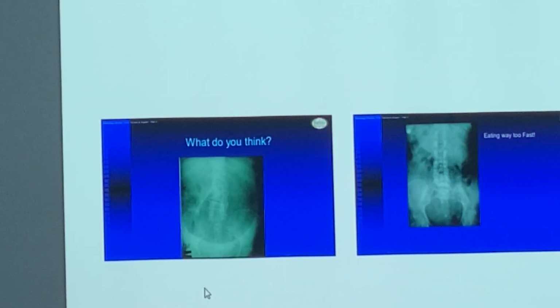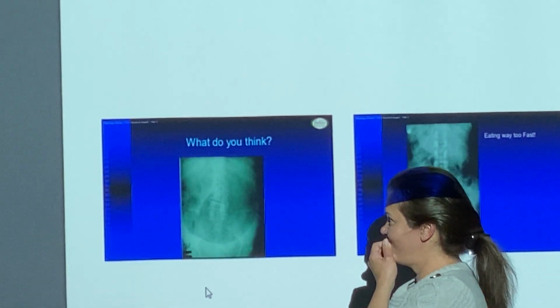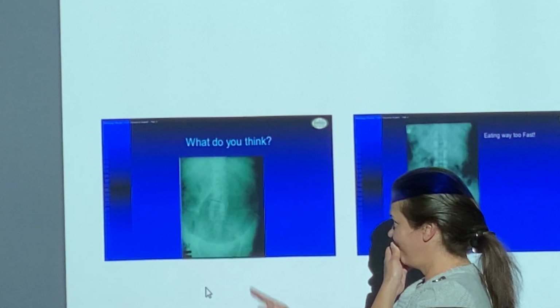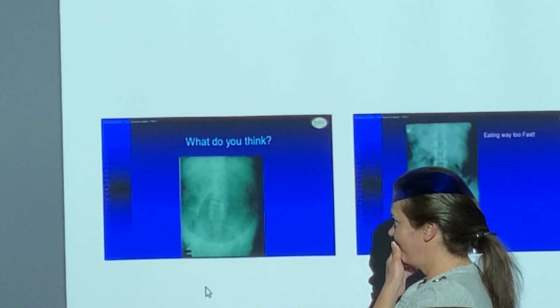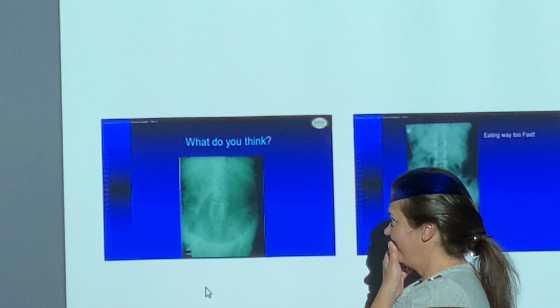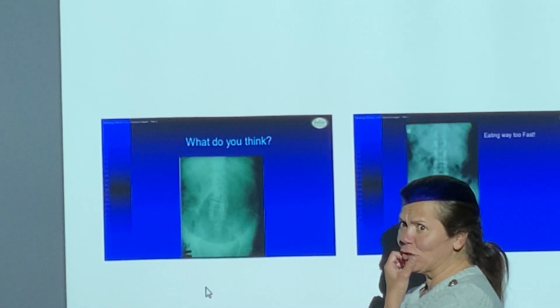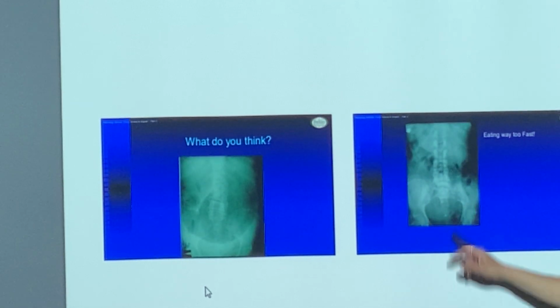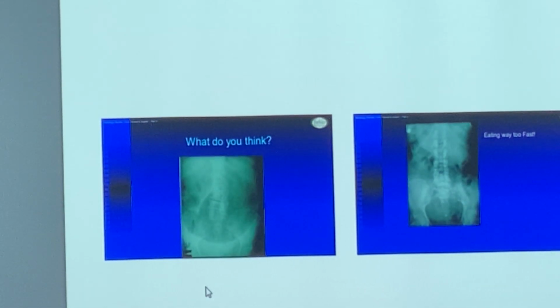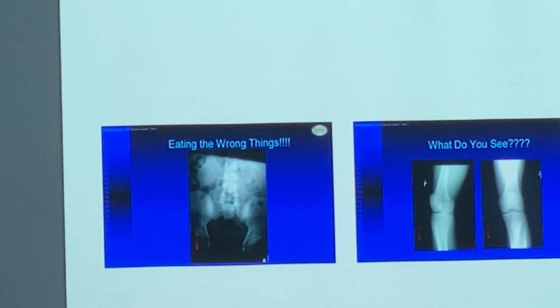Look at the spine, guys. Spine is fractured. It's all crushed. What about that? Small bowel obstruction. Small bowel obstruction. How about here? Peripherally large. So what do you see here?